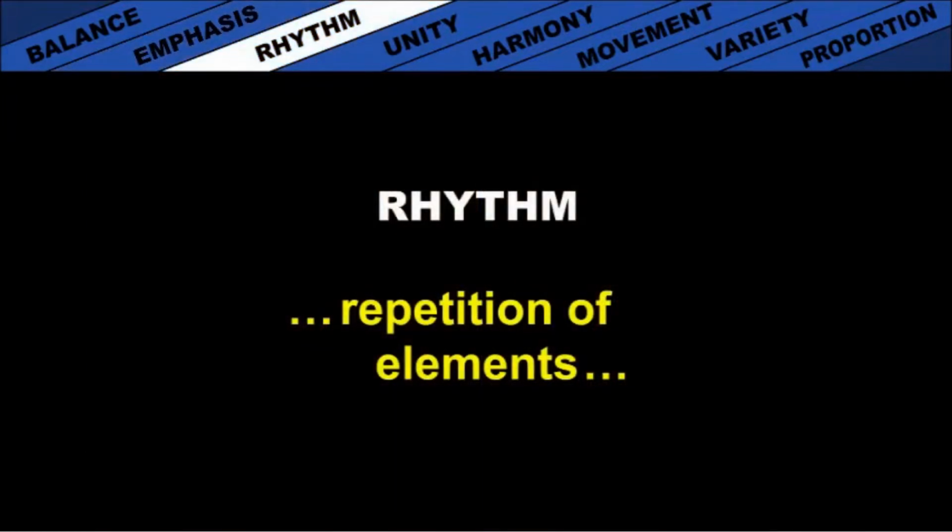Rhythm is a principle of design. Rhythm involves the repetition of elements to create the illusion of movement.